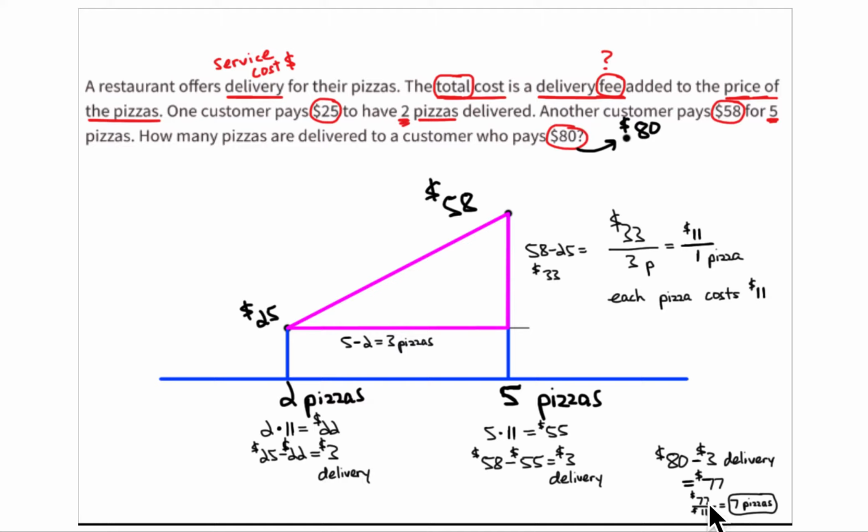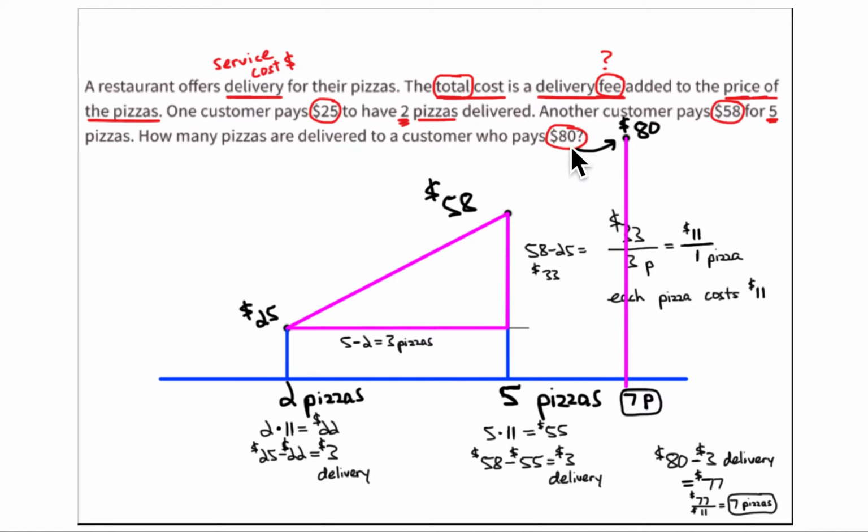So $77 divided by $11 equals 7 pizzas. So the answer to this problem is 7 pizzas. They purchase for $80.